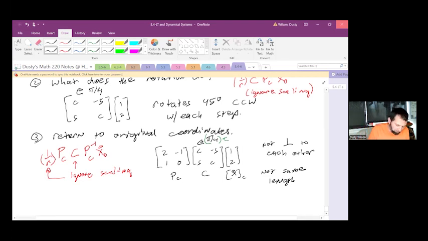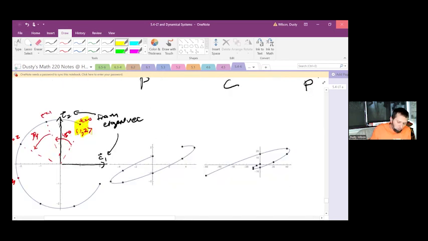So let's go look at the picture. So remember that the point 1, 2 in the C1, C2 coordinates started with the point 0, 1 in the original X1, X2 coordinates. So the point t equals 0 is here. t equals 1 is here. t equals 2 is here. t equals 3. t equals 4.